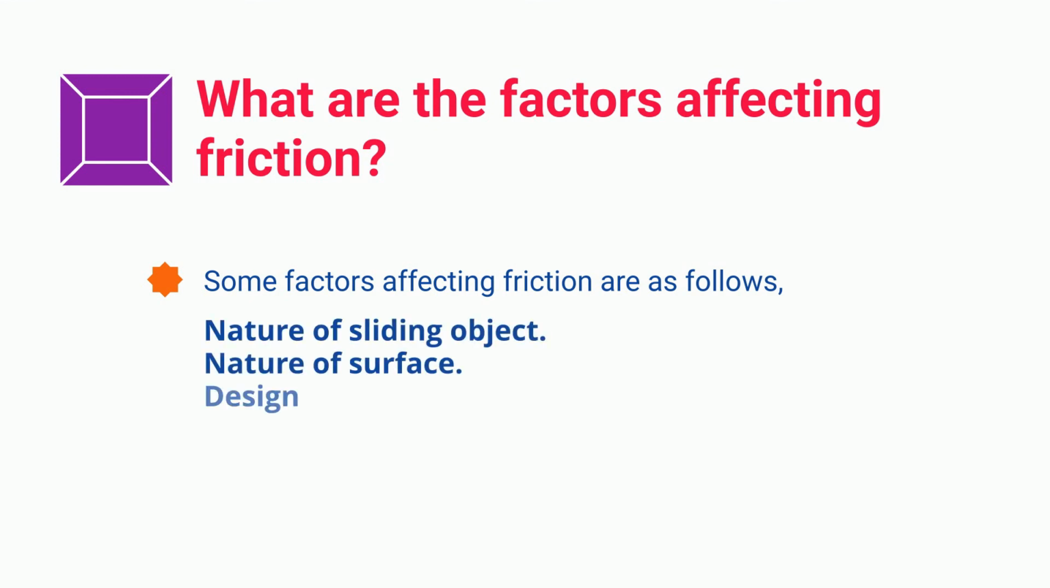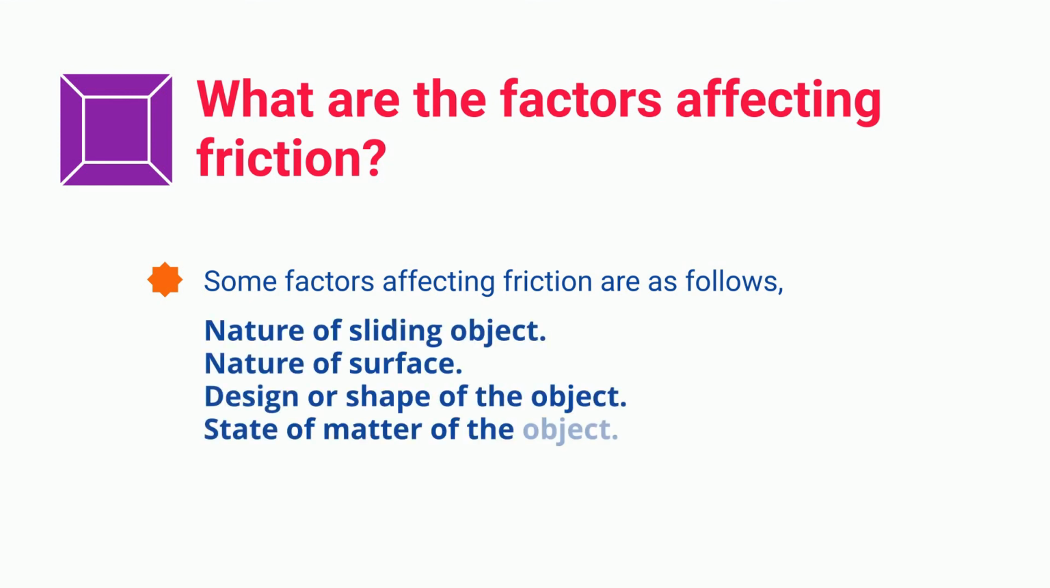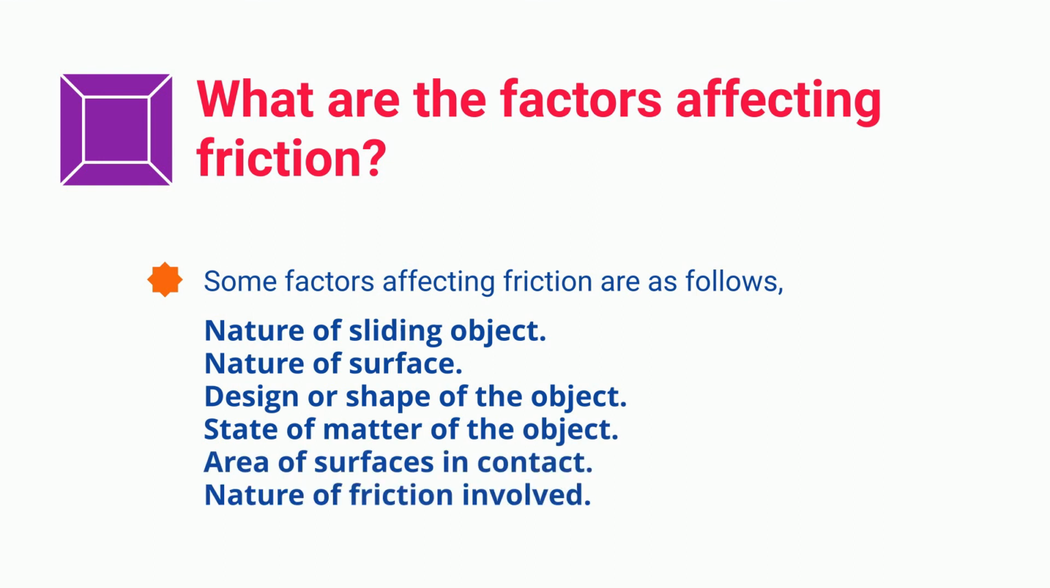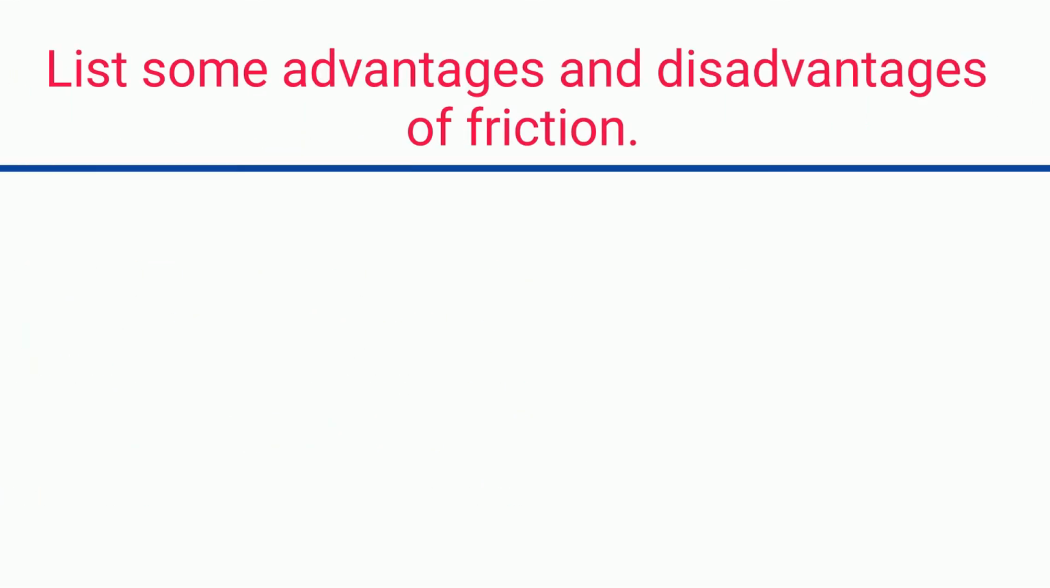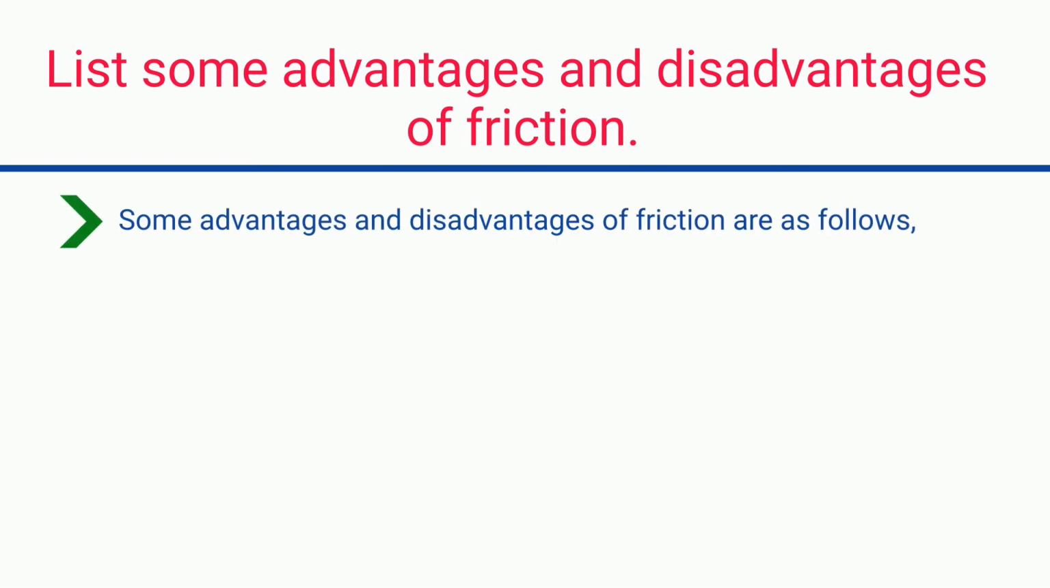Nature of sliding object. Nature of surface. Design or shape of the object. State of matter of the object. Area of surfaces in contact. Nature of friction involved. List some advantages and disadvantages of friction. Some advantages and disadvantages of friction are as follows.